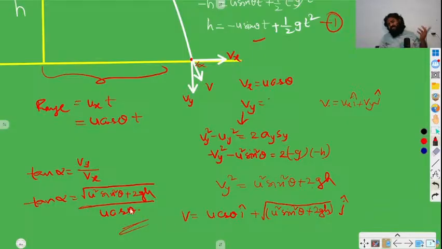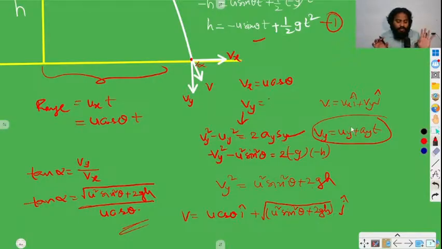Right? Not only this, I don't know the time, right? That is why I used v square minus u square is equal to 2as. If you know the time, then you can use vy is equal to uy plus ay into t. This is also something you can use, according to your wish and the given data, to solve the questions, right? This is projectile motion from a certain height.